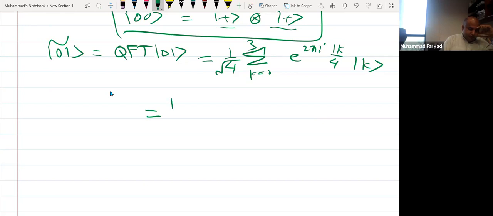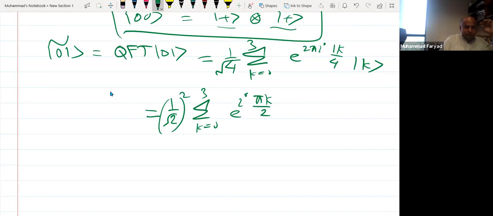So this becomes 1 over 2 square root, and let me write it like this. k 0 to 3. So this 1 into k is k. So 4 and 2 goes away. So I'm left with exponential iota pi k over 2, because this 2 and 4 cancel. So let's now open this sum. So for k 0, exponential 0 is plus 1. So this is 0, 0 as it is.